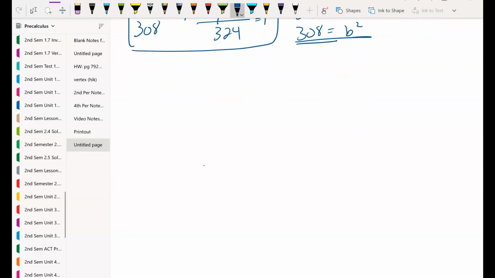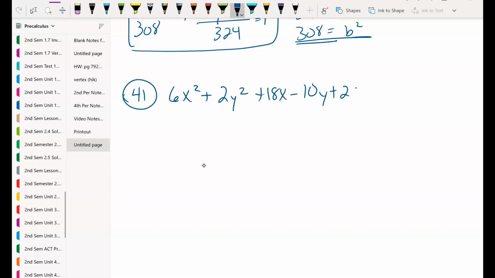All right, now let's do a hard one together where you have to pull out your center, foci, and vertices. Now, I'm going to tell you right now, this one has pretty nasty numbers, okay? But the process is very important that you understand. So looking at this one, I'm going to look at number 41, and we get the following. 6x squared plus 2y squared plus 18x minus 10y plus 2 is equal to 0.